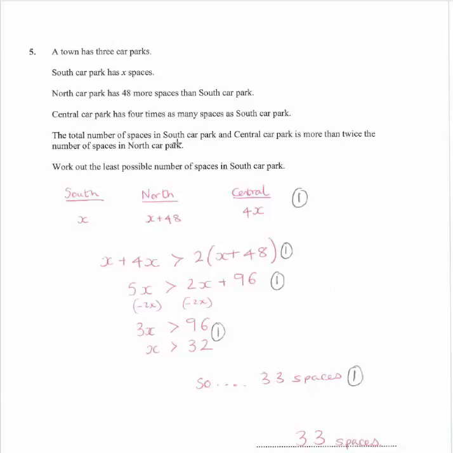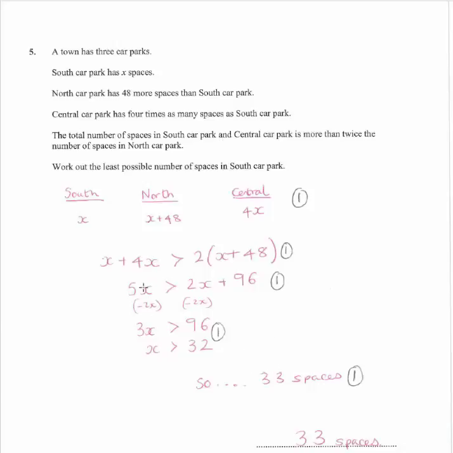Then it says the total number of spaces in South car park and Central car park is more than twice the number of spaces in North car park. So South car park and Central combined is more than twice the number of spaces of North. So we've got an inequality. Just getting in there gets you a mark. That gets you a mark. Do what you can.